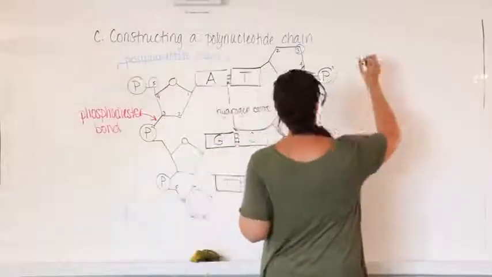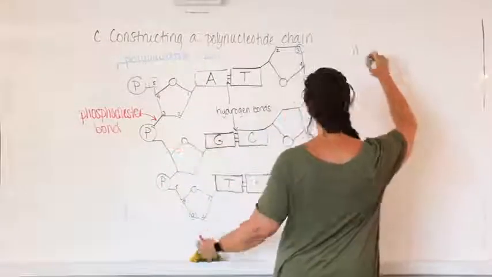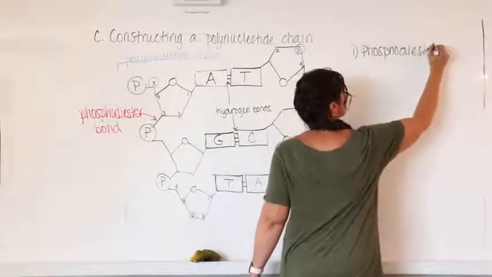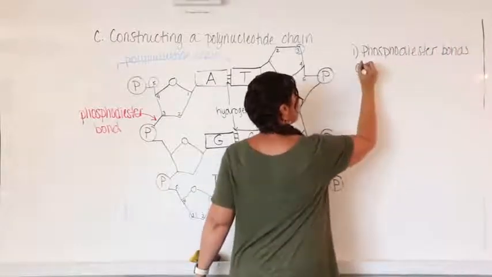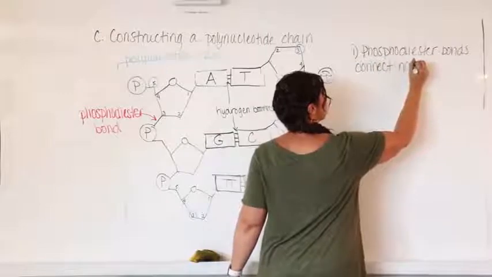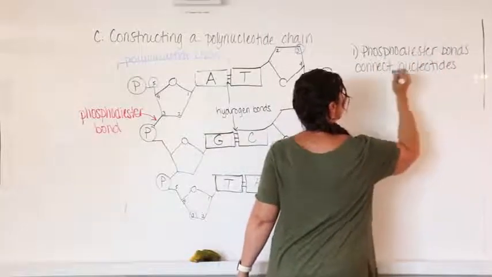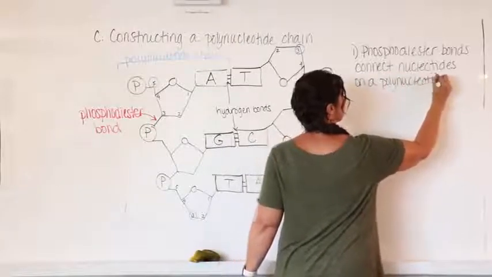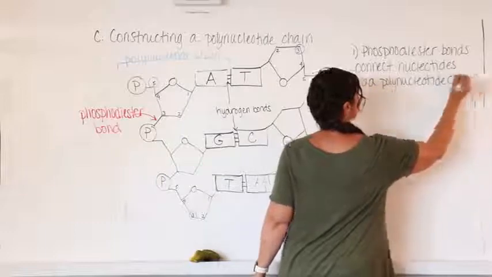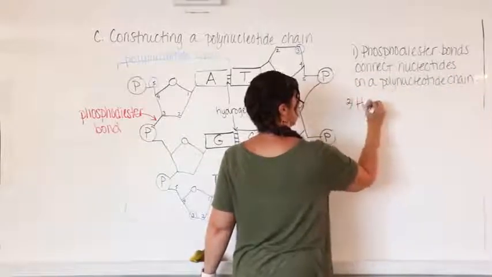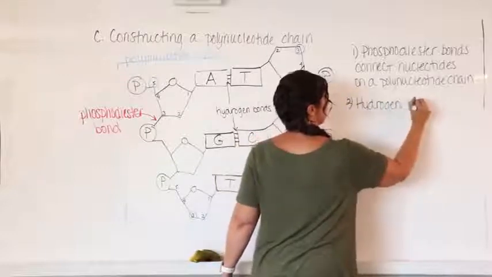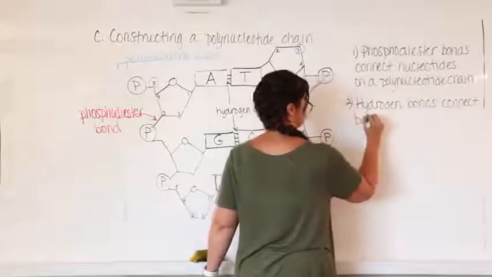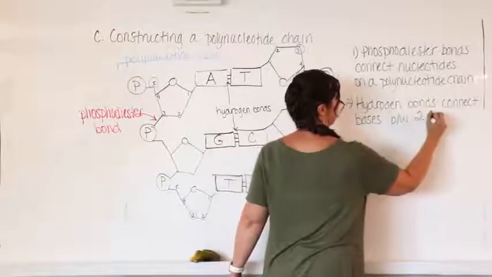So constructing a polynucleotide chain, this will be number 1 under this whole picture. You need to know that phosphodiester bonds connect nucleotides on a polynucleotide chain. Hydrogen bonds connect bases between 2 polynucleotide chains.